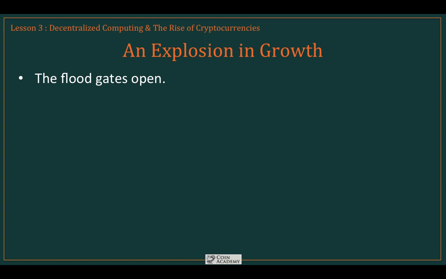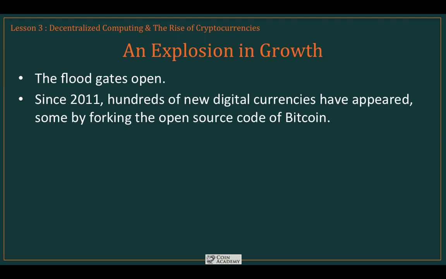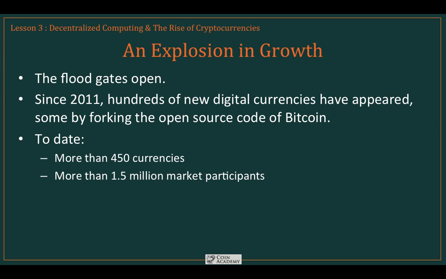The rise of Bitcoin and other systems like Ripple led to the floodgates opening wide. Since 2011, there have been hundreds of new digital currencies, some of them created by forking the open source code of Bitcoin. To date, we have more than 450 digital currencies in existence, more than 1.5 million market participants involved in digital currencies, and a projected valuation of almost $7 billion. It's become a significant factor in the financial world.